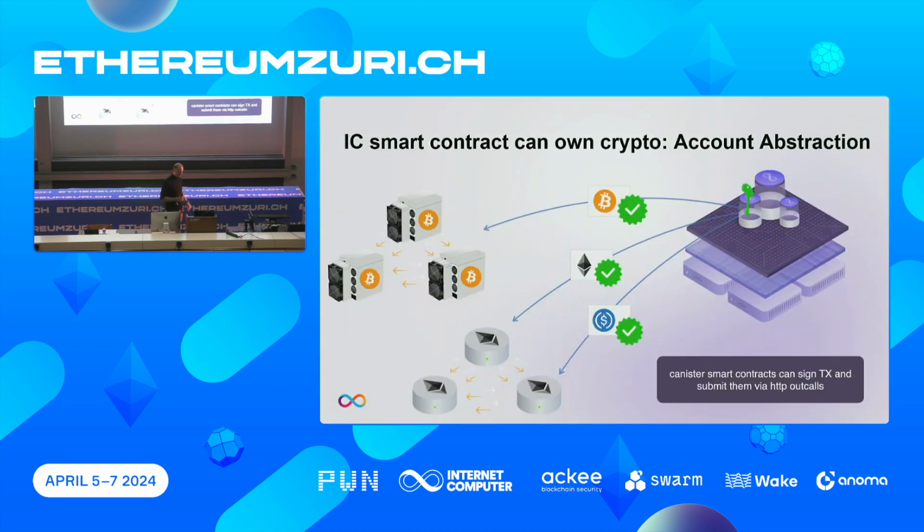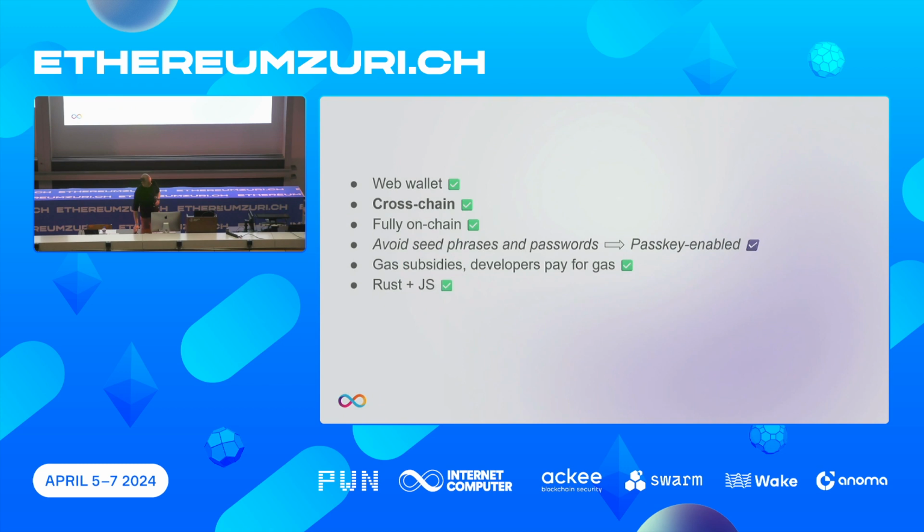So here, really the only thing to know is that smart contracts on ICP can own crypto and sign transactions on behalf of users. And so going back to the requirements, what do we have now? We have a web wallet. Now we know that it can hold assets across multiple chains, so it is cross-chain. We said that it's fully on-chain.